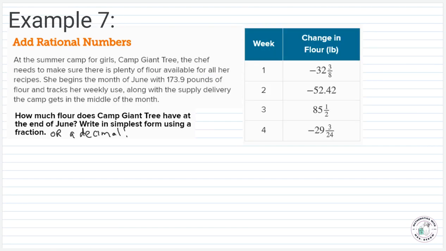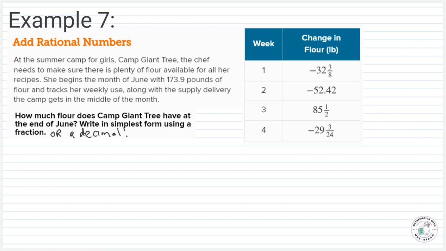Okay, so moving on to the next example. Now with this problem, it says at the summer camp for girls, Camp Giant Tree, the chef needs to make sure there is plenty of flour available for all her recipes. She begins the month of June with 173 9/10 pounds of flour and tracks her weekly use along with the supply delivery the camp gets in the middle of the month. So how much flour does Camp Giant Tree have at the end of June?